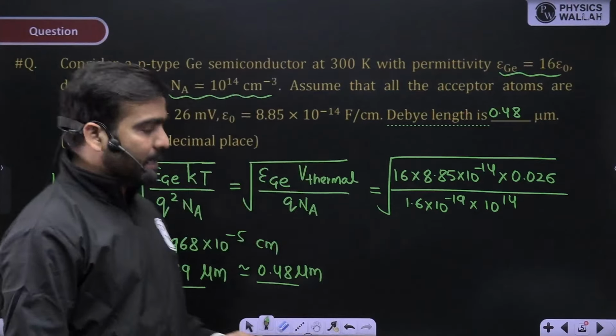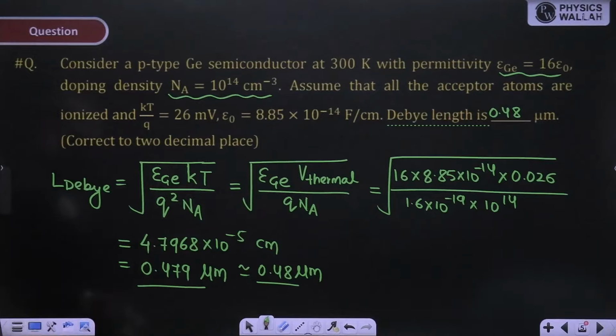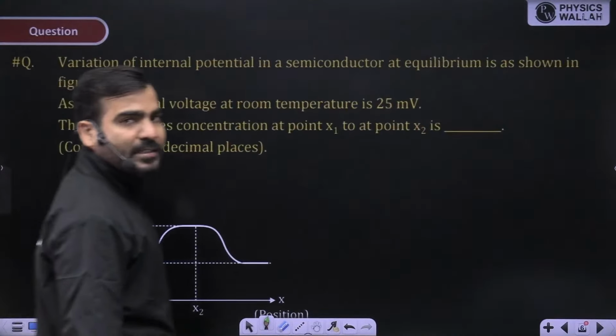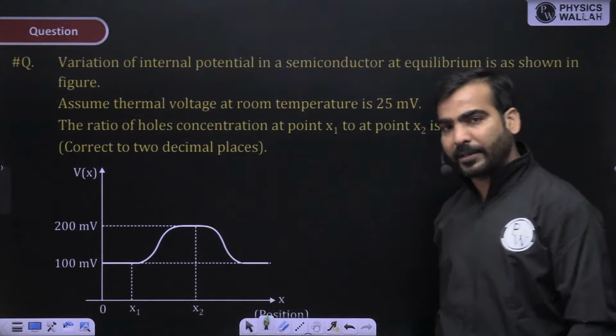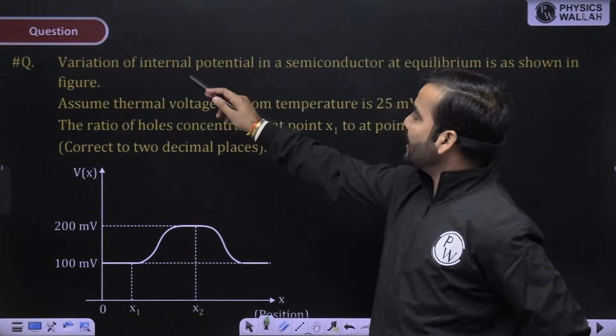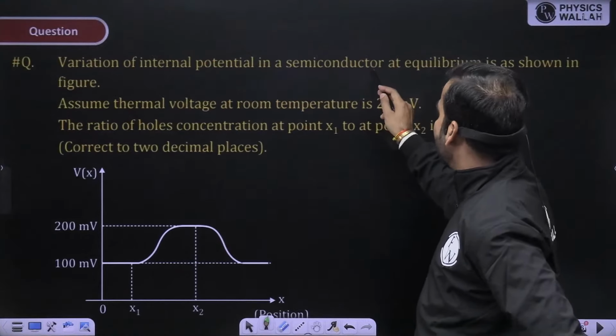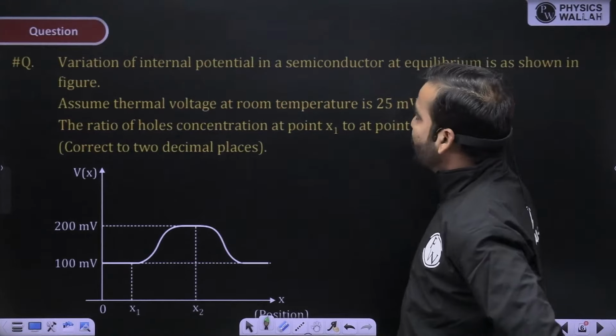Okay, in any device like MOSFET capacitor or any semiconductor. Now this is the next question, a very conceptual question designed by me. All the questions are designed by me. The question is: variation of internal potential in a semiconductor at equilibrium is as shown in the figure.